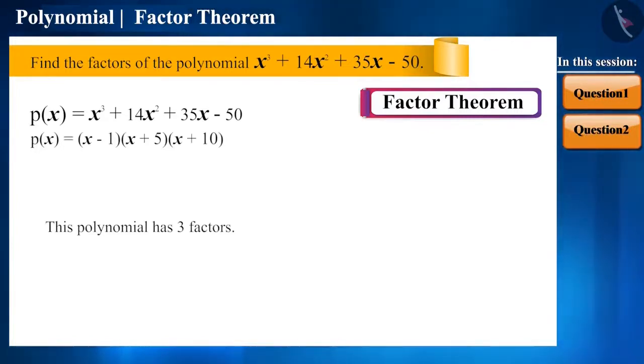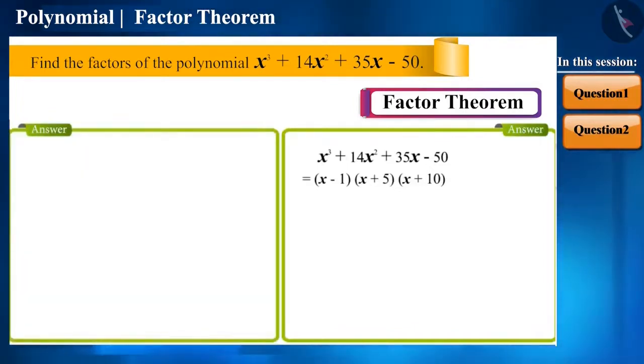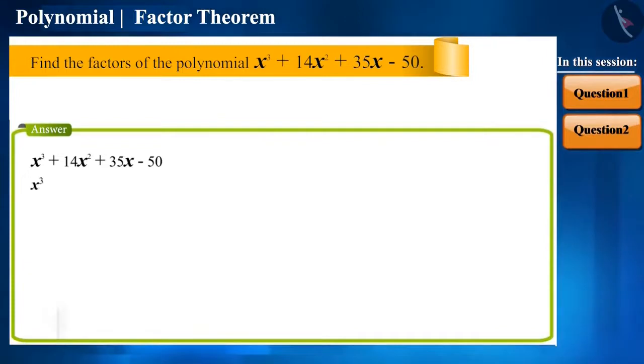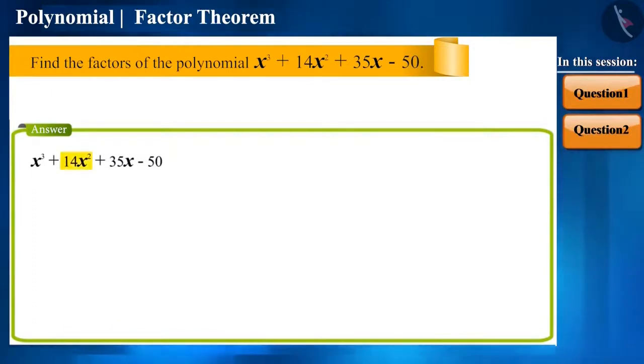Friends, after finding the first factor, you can solve it without finding the other factors. Let's see how. When we got p of 1 as 0, we derived our first factor x minus 1. So, now let's take x minus 1 common from this cubic polynomial. If this polynomial had minus x square after the first term, then after taking out the common x square, we will be able to write like this. But here, instead of minus x square, we have 14x square. So now what? We will subtract and add x square once from x cube. Now, we can take it common.